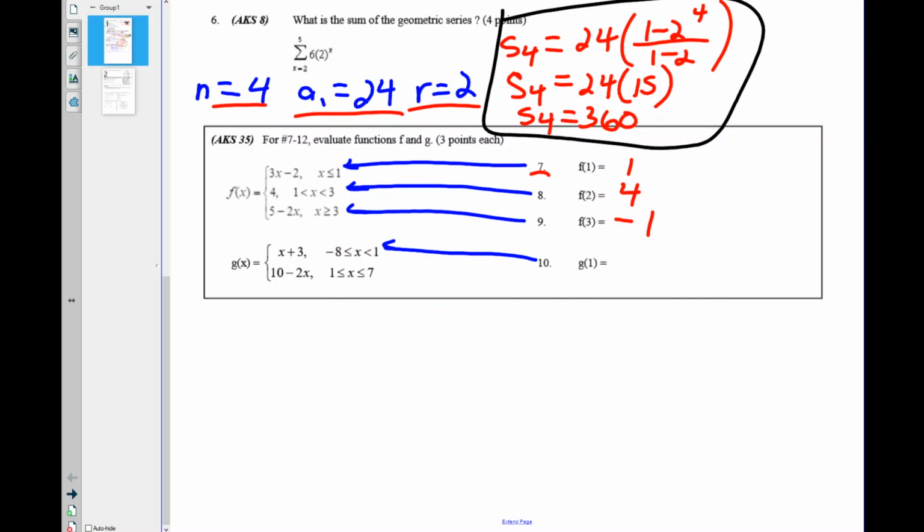The 1 is included on the bottom piece. It has the or equal to sign. So you're plugging it in for this x down here. 2 times 1 is 2. What's 10 minus 2?